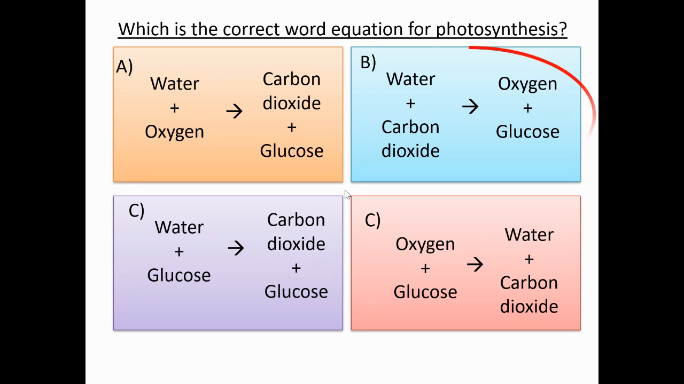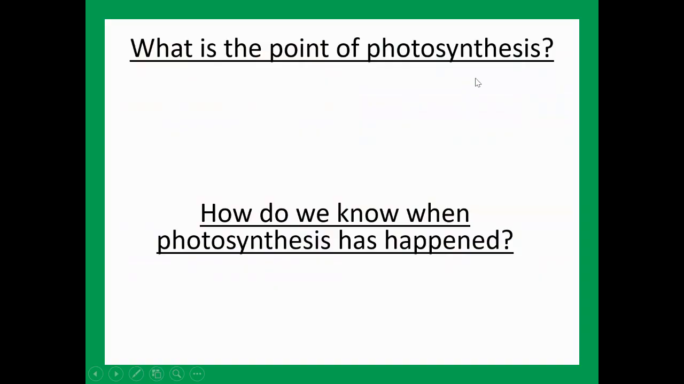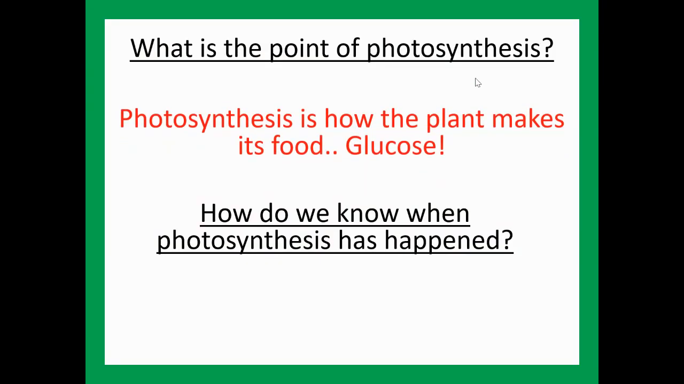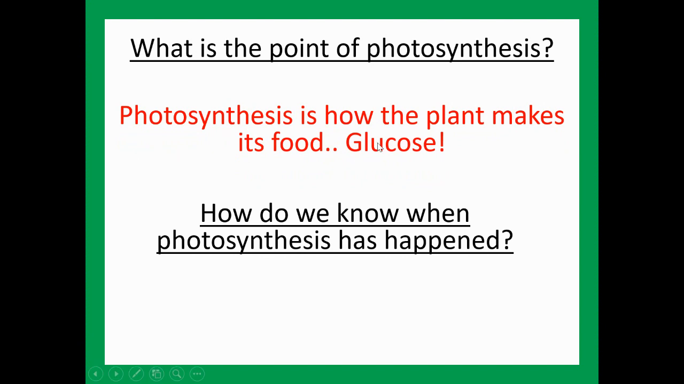Okay, welcome back. The answer is B. Water and carbon dioxide, the things that plants require, and make glucose especially, and oxygen as a byproduct. B is the answer for the word equation for photosynthesis. Okay, what is the point? Well, it's all for the point of sugar. It's all for the point of making glucose.